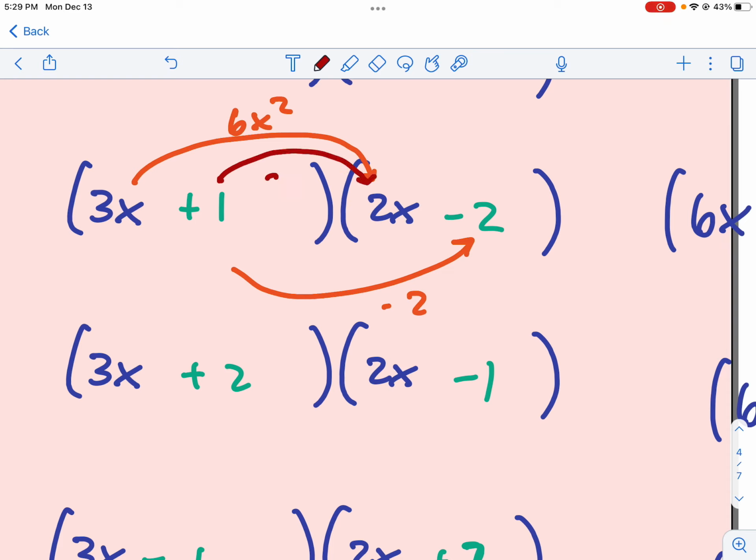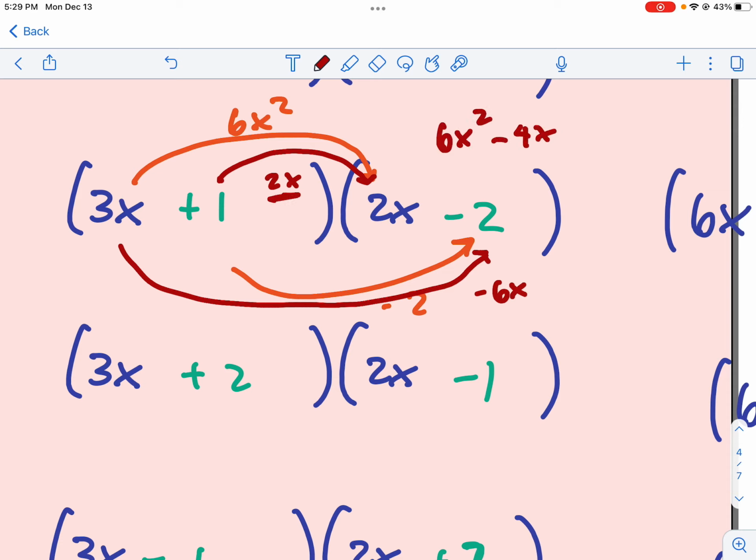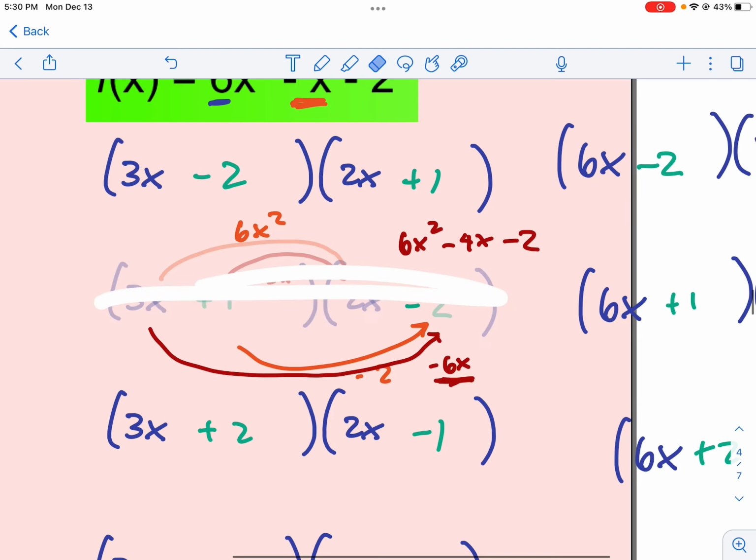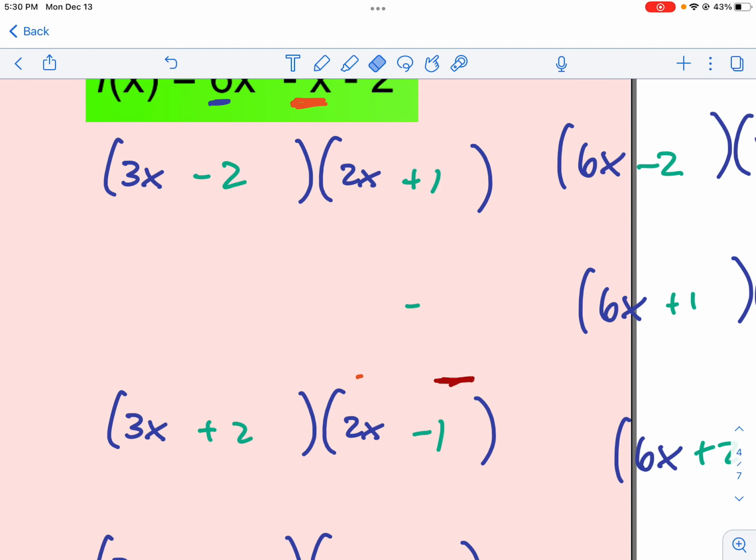1 times 2x would be 2x. 3 times negative 2 would be negative 6x. So this equation is 6x squared minus 4x right there, minus 2. So that one's not the right combination. We can get rid of that one. That one's not going to work for us.